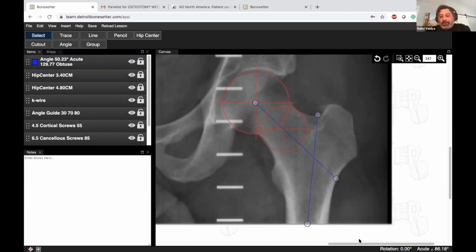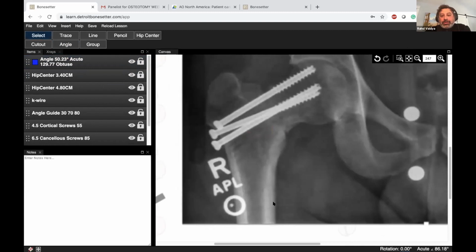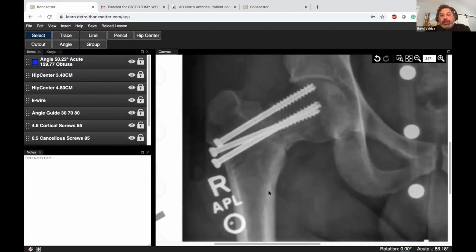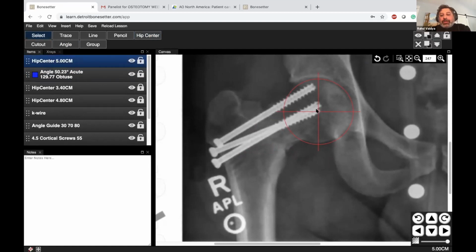Once we've done that, we're going to do it on the broken side. So we're going to shift over. And again, we're going to do a hip center, and we're going to put the hip center right in the middle of the femoral head. I'm going to lock that in. Remember, the lock is up on the right side. I'm going to put another hip center in the neck. And on this side, I'm going to put it on the broken side of the neck. So right about there, a little bit smaller. And so now I have 2 points I can draw my line at. Lock that.